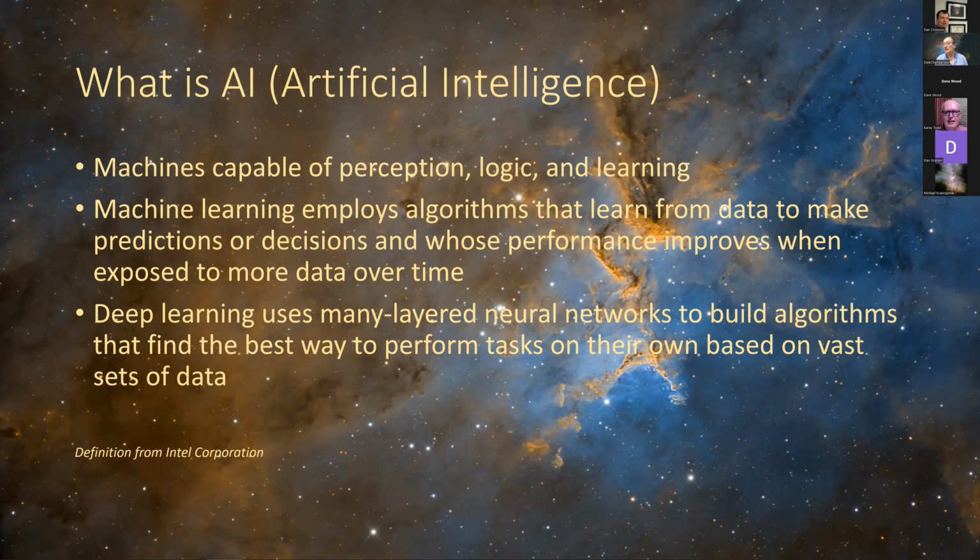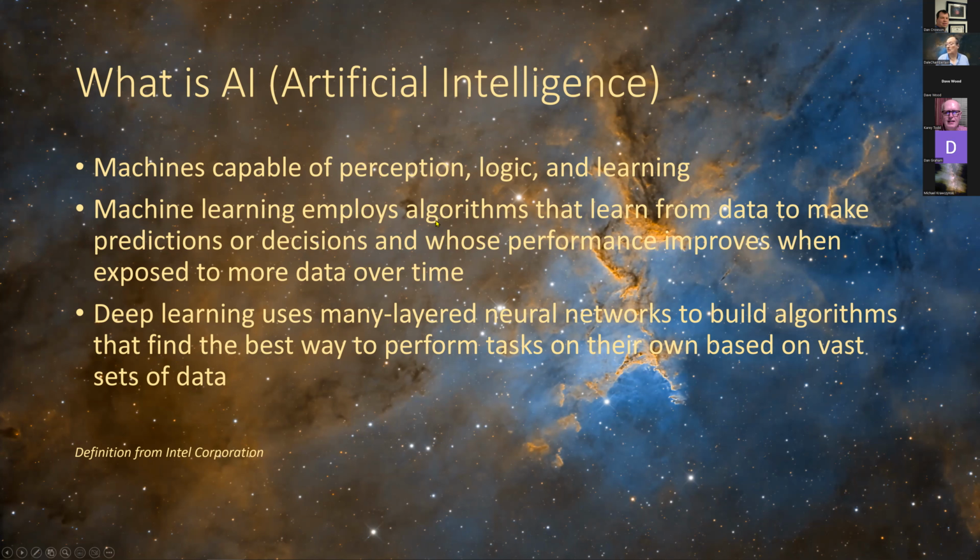Yes. Okay, good. Sorry. All right, so I just want to start off with a definition, and this comes from Intel Corporation. What is artificial intelligence? Actually, the term artificial intelligence as it's being used in computers these days is just not really accurate. But according to Intel, these are machines that are capable of perception, logic, and learning. We all know computers can do logic, but the learning aspect of it is probably the key point in going through this.